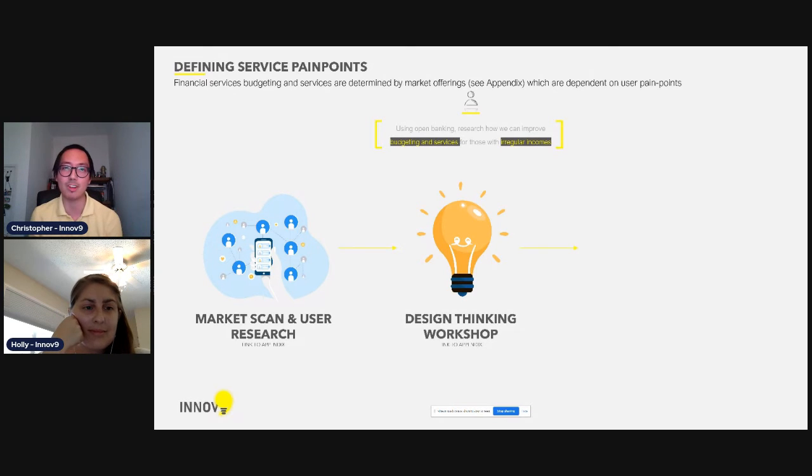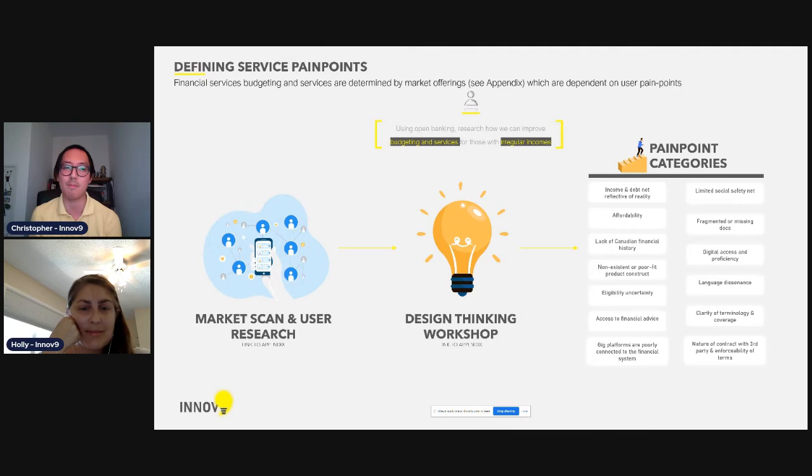We conducted a design thinking workshop, which then was used to inform our pain point categories. And again, the pain point categories by no means are holistic, but they really do cover the top of mind issues that we felt were relevant to developing a matrix that Holly can speak more about.